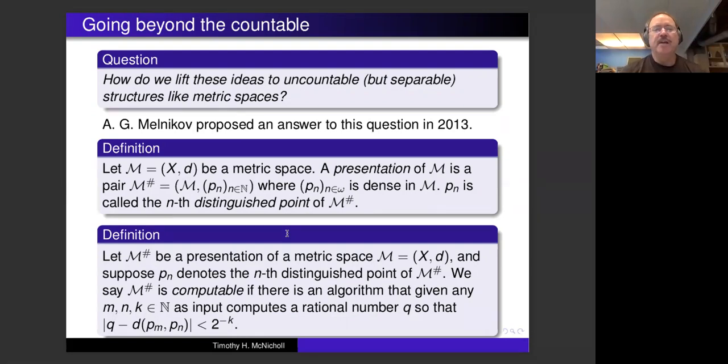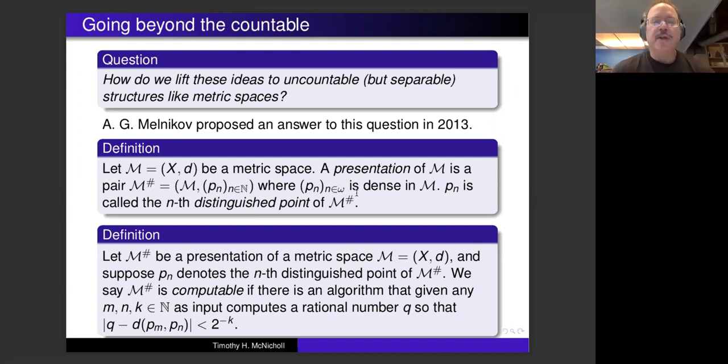Suppose you have a metric space M with underlying set X and metric D. Then a presentation of M is a pair consisting of the metric space and a sequence of points in M, more specifically a dense sequence of points in M. Just to back up a little bit, we can't number the elements of M more than likely, because M could be an uncountable space like the reals or the complex numbers.